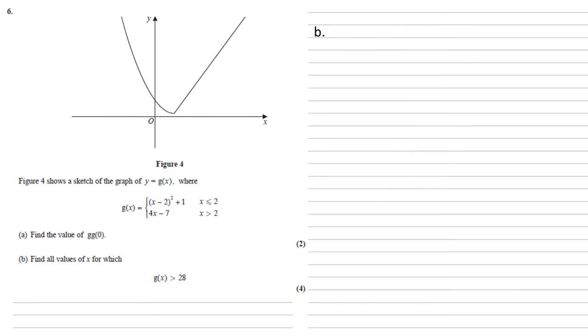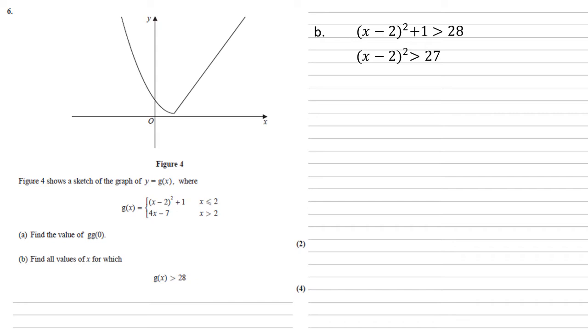For part B, we need to find all values of x for which g of x is larger than 28. Now remember, our function g is split into two parts, so we're going to look at them separately. Firstly, let's look at the (x minus 2) squared plus 1. So that's larger than 28. (x minus 2) squared is larger than 27.